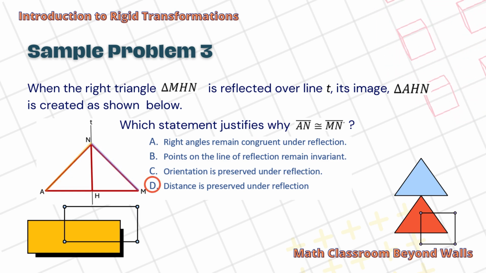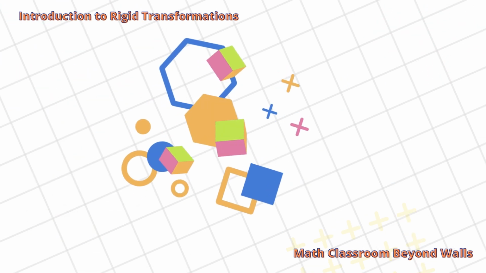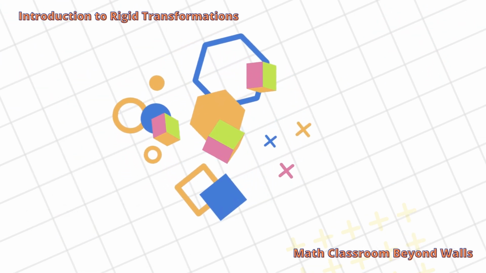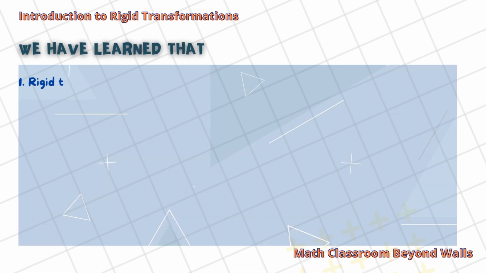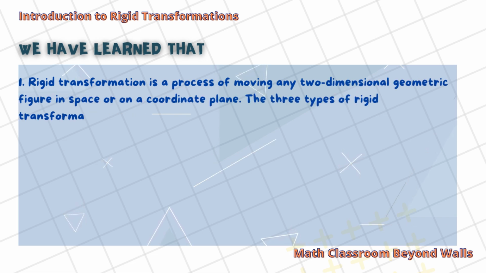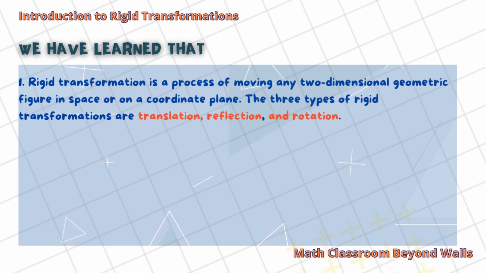There you are, learners. Hopefully, you acquire a lot of learnings in today's video. Okay, let us then summarize what we have learned in today's video. We have learned that, first, rigid transformation is a process of moving any two-dimensional geometric figure in space or on a coordinate plane. The three types of rigid transformations are translation, reflection, and rotation.